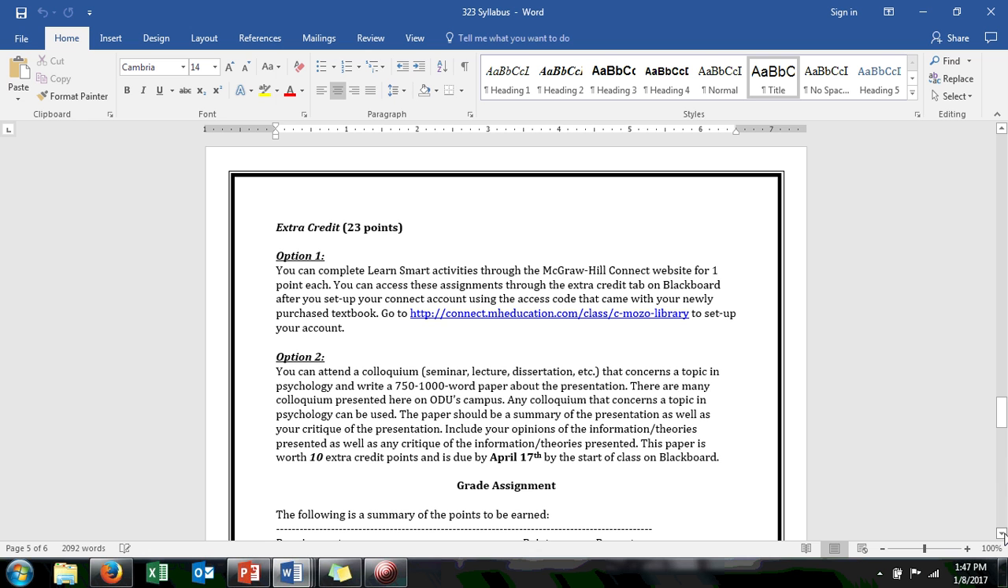And then your extra credit options. These Learn Smart activities are through the McGraw-Hill Connect website that goes along with your textbook. And if you buy the textbook new, it will have the access code. If you buy your textbook used, you can go back and buy access just to the site and for a lower cost. I believe it also has the e-text. I'll have to check into that. But you can avoid the cost of a hard copy altogether if you wanted to do that.